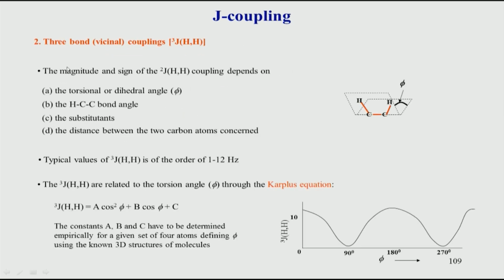When it comes to vicinal coupling, 3 bond coupling, it means 2 hydrogens which are separated by 3 covalent bonds. This is shown here. You can see this hydrogen and this hydrogen are separated by 3 bonds, which is shown in the red color.